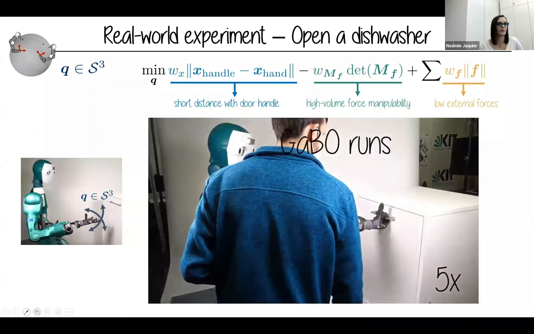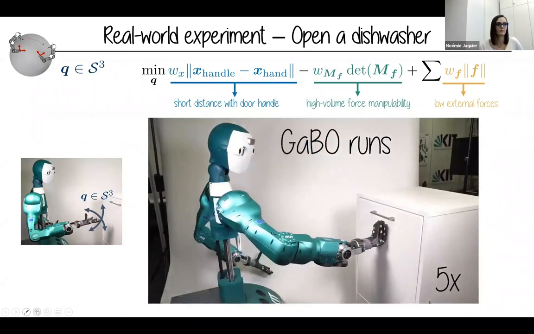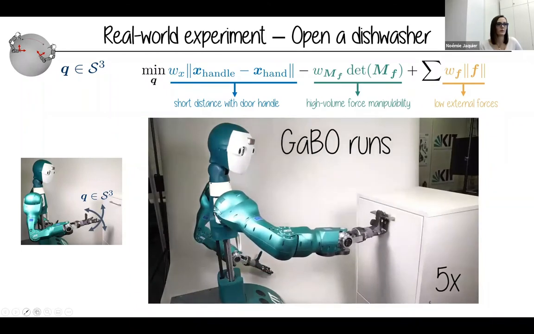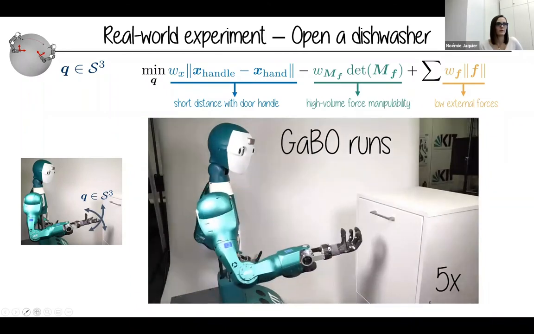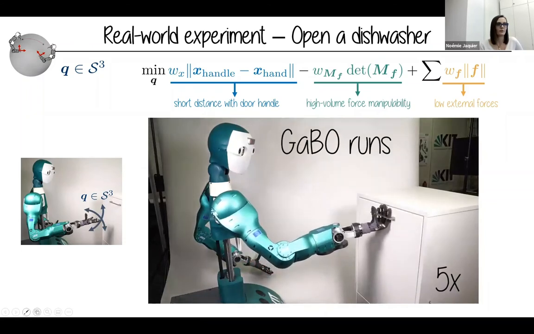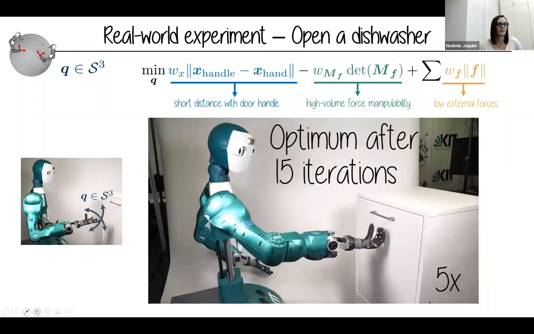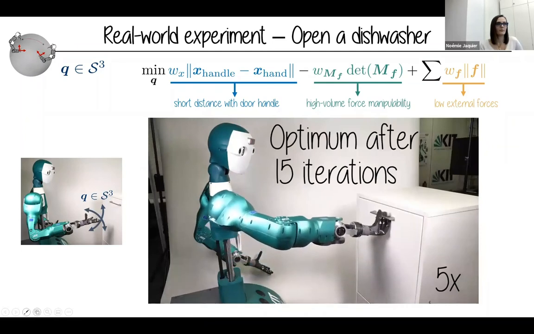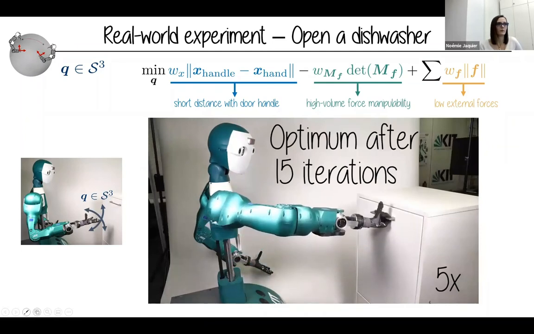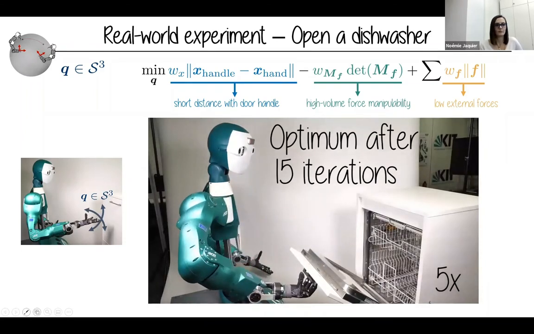So this is again a failure where we cannot let the robot have too much contact in order to avoid breaking the hand. Here is one where we cannot close all the fingers. So you see that there are actually multiple ways to fail at this task. And here is the optimum that we obtain after 15 iterations of this GaBO on the robot, and we are finally able to open the dishwasher.